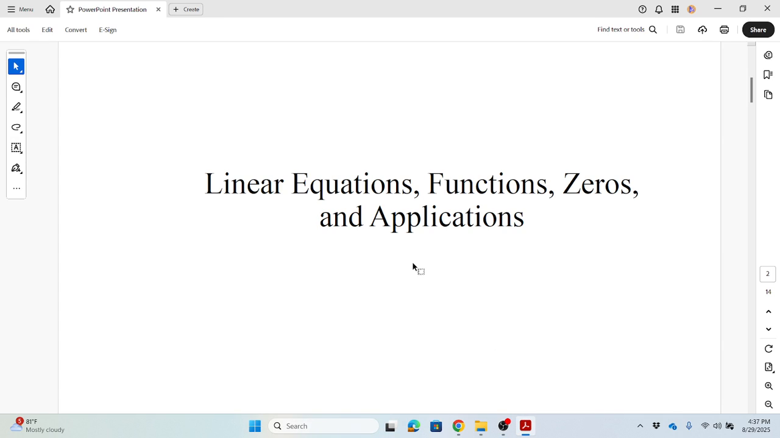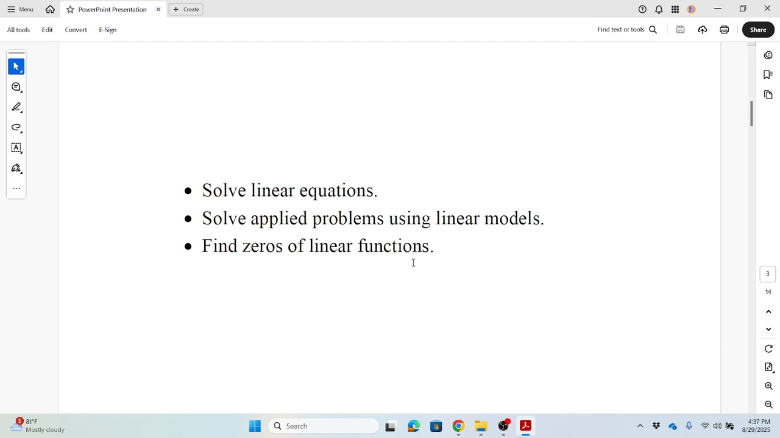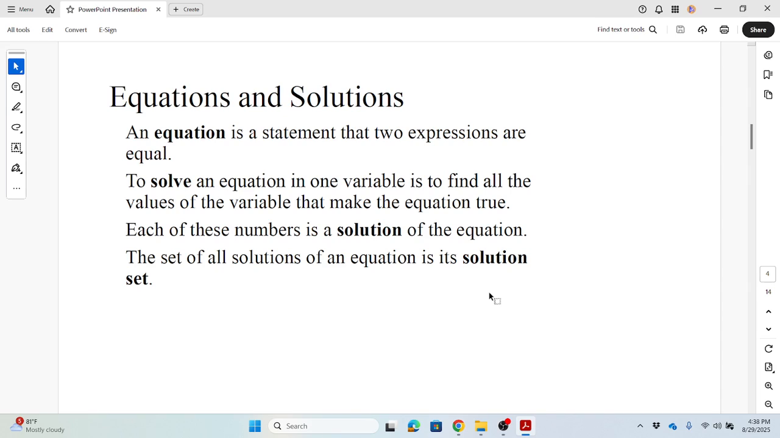Okay, so in this section, we are going to learn about the linear equation, how to solve linear equation, functions, zeros of the function, and application problems. So these are the objectives: linear equation, solving equations, solve applied problems using linear models, and find the zeros.